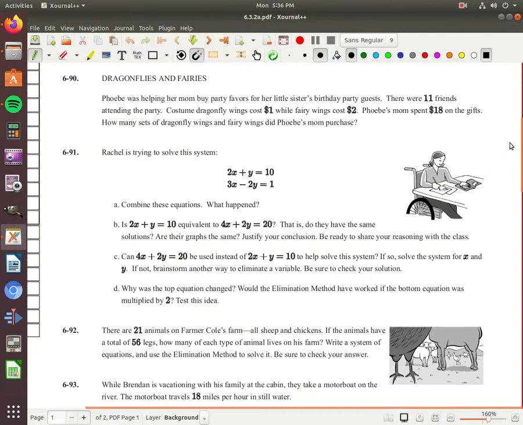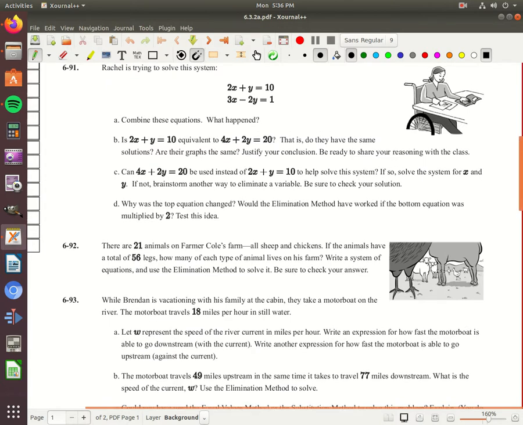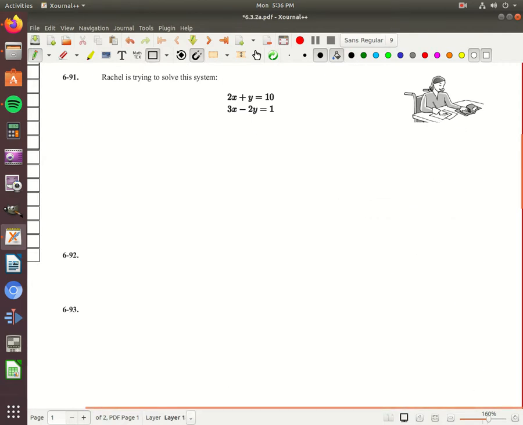Rachel is trying to solve this system. And again, combining the equations, you can see nothing eliminates. If you add these together, you get 5x minus y equals 11. We have to have something that eliminates. So again, just jumping through what the book is trying to tell us and going straight to the chase here, I can't eliminate anything. The question is, do you want to get rid of the x's or the y's? It doesn't matter. You can get rid of either one.